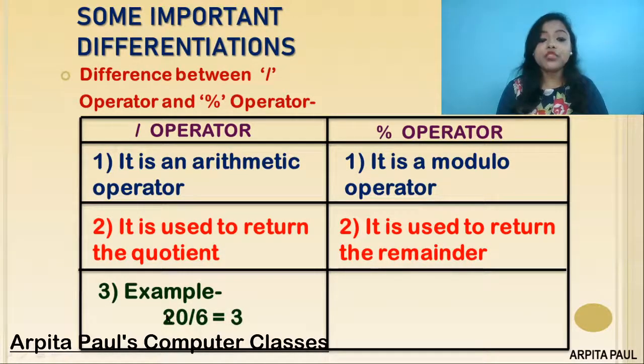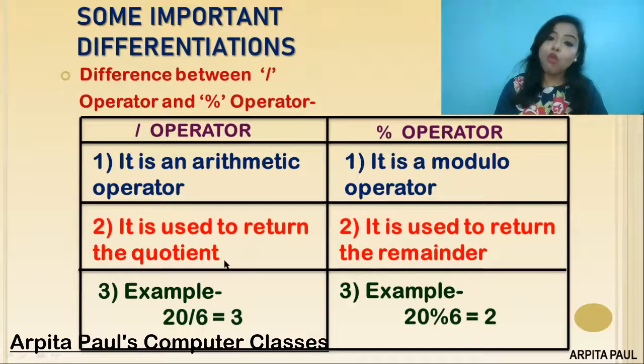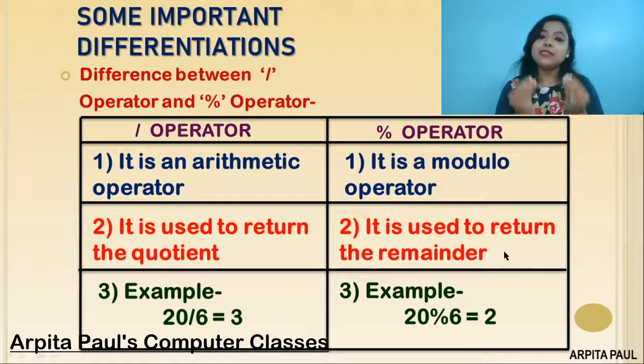If we divide 20 with 6 using the division operator, then we will get the output 3. That means the quotient. And if we do the same division using the modulo operator, that means 20 modulo 6, then we will get the remainder as output, that is 2. Okay, so this is the basic difference between the division operator and the modulo operator. Purpose of these two operators is to divide two numbers, but one will return the quotient and the other will return the remainder. That is the basic difference.